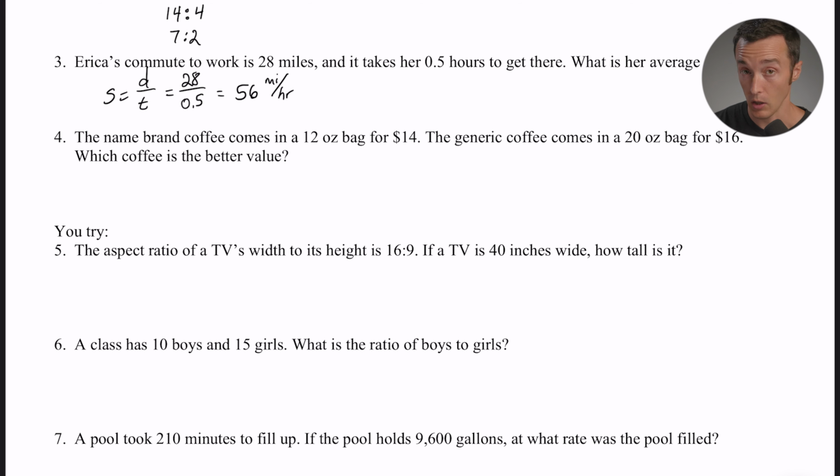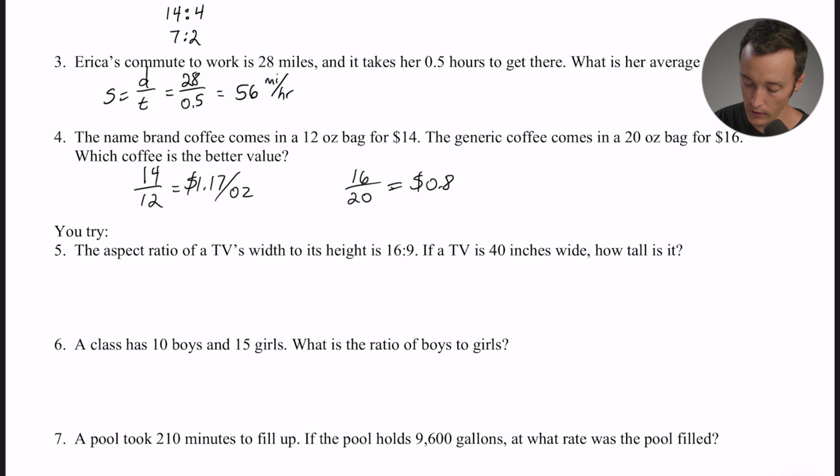So if I'm going to compare the dollars to the ounces for the name brand, that's $14 for 12 ounces of coffee. And if you divide that out, it's $1.17 per ounce. So $1.17 per ounce. Okay, that's for the name brand, but what about the generic coffee? You're only going to be paying $16, but you're going to get 20 ounces of coffee. And so if you divide this out, you're going to get 0.80, so 80 cents per ounce.